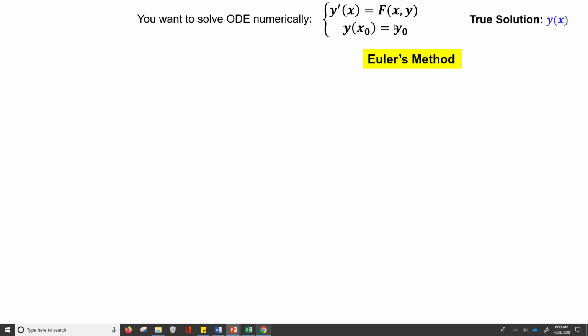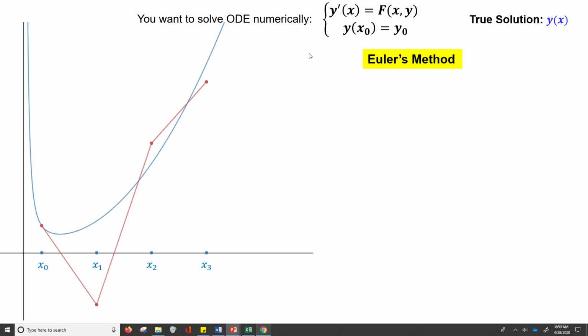It's explicit, so y prime of x equals a function of x and y, and you're given an x sub naught and y sub naught, and suppose the true solution is in blue. So let's review what Euler's method is. I have this picture here, and I'm going to explain what it means. The true solution is in blue. X sub naught, x sub 1, x sub 2, x sub 3 are our values of x. You know x sub naught, y sub naught, so you know the first point, and you know for sure that it is part of the solution.